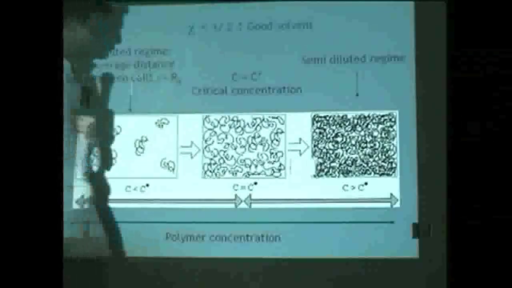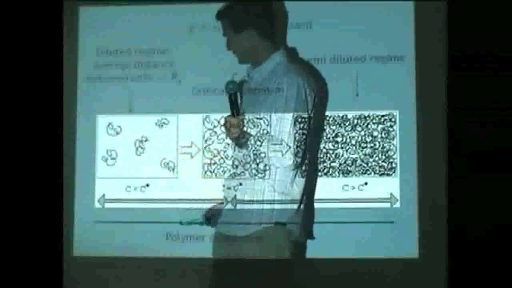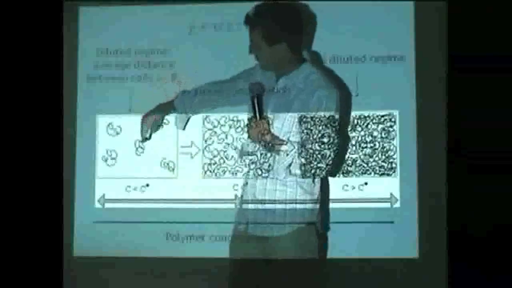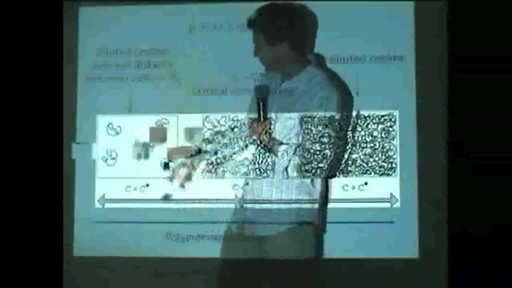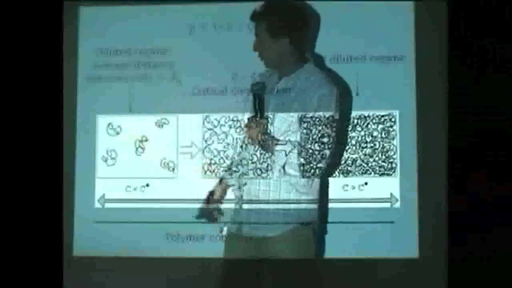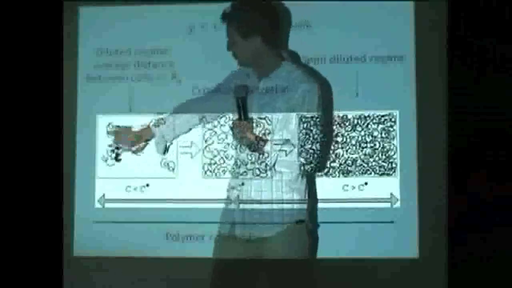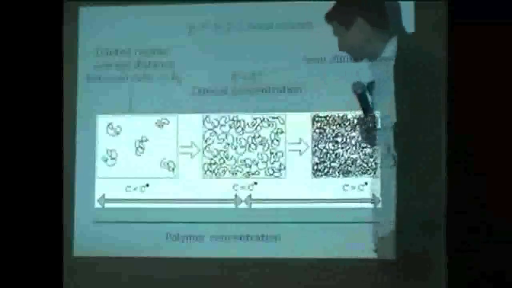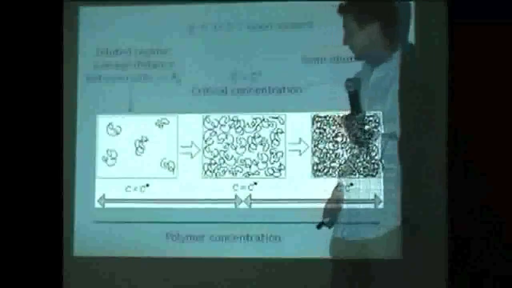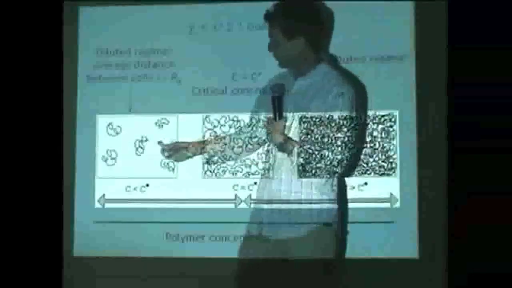Okay, what happens is that if I put a little bit of polymer inside the solvent, I have some situation like that, and you see that if you have very few polymer chains, you have a large distance between the coils. Okay, so most of the space is filled with solvent, and you have a few polymer chains here. Okay, but if you keep on adding polymer chains into the sample, you decrease the average distance between the coils.